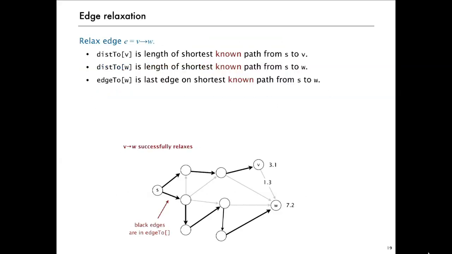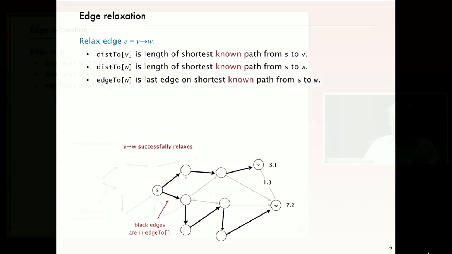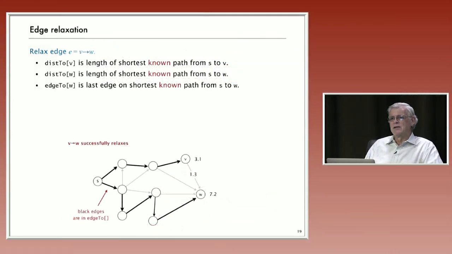So now what we're going to talk about for the rest of the lecture is the algorithms that build these data structures. All of the algorithms that we look at are based on a concept called relaxation, or edge relaxation. Recall our data structures, so we're going to talk about relaxing an edge from v to w, and we have an example here from v to w.